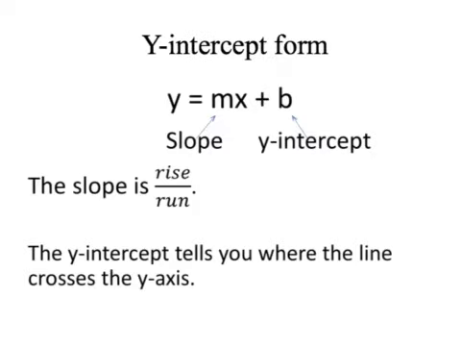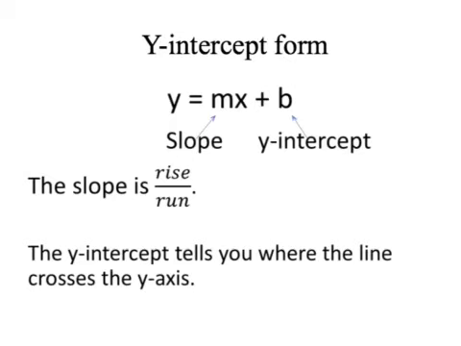First, let's review slope-intercept form and how to graph. Slope-intercept form is y equals mx plus b. M stands for your slope, and your slope is rise over run. Rise is how many go up or down. Run is how many go left or right. B is your y-intercept. Your y-intercept tells you where the line crosses your y-axis. Your y-axis is your vertical line.